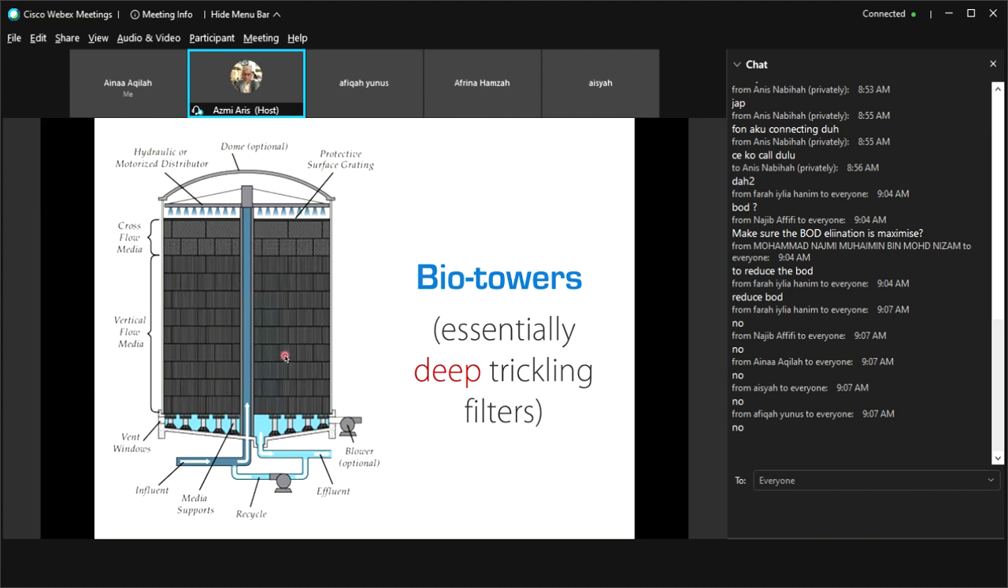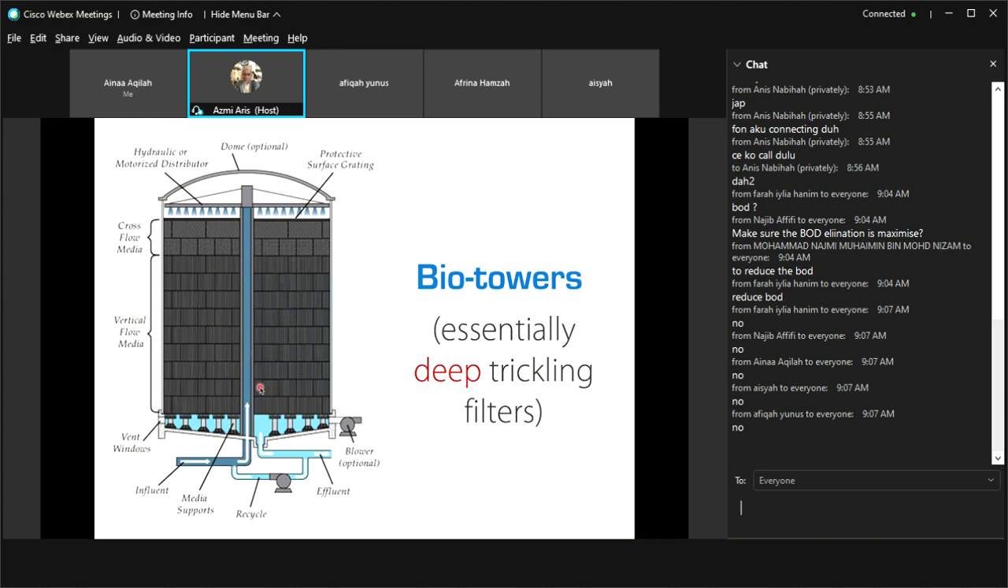So the same thing, you have the wastewater influent coming in from the middle of the media, and you still have a distributor, either hydraulic or motorized, and then this is your media. The wastewater will also flow through by gravity into the media. Still have this underdrain system, and you have a ventilation window, and optionally you can have a blower at the bottom to increase the air flow in the media.